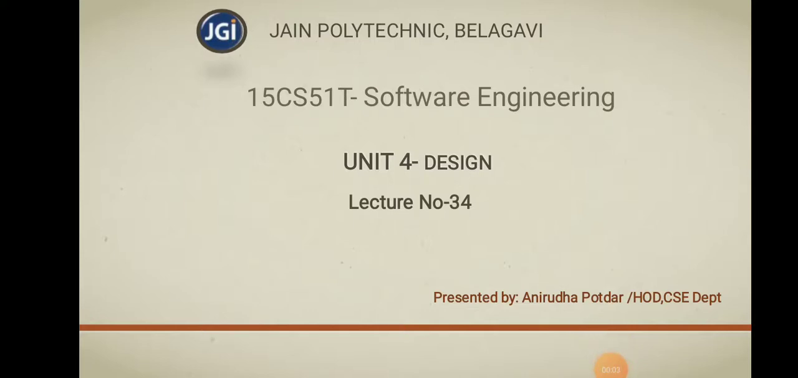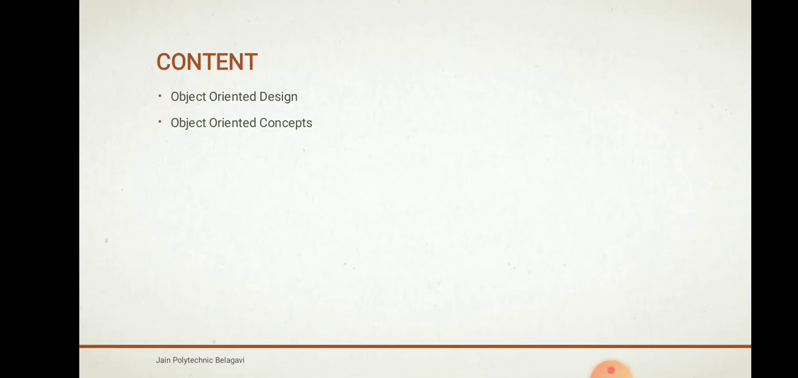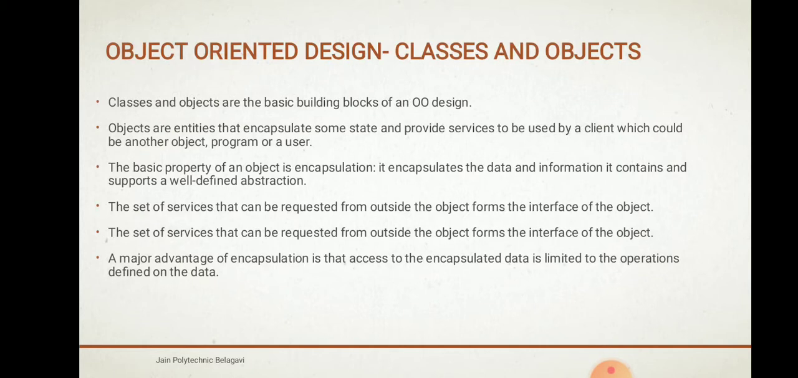So today I am going to discuss unit number 4, the design lecture number 34. The contents that we are going to discuss in this video are object-oriented design and object-oriented concepts. We have discussed classes and objects. Classes and objects are the basic building blocks of an object-oriented design. Without classes and objects, there are no object-oriented concepts.